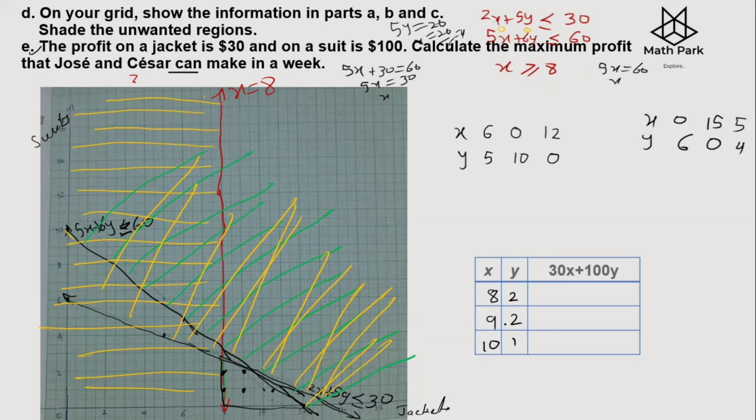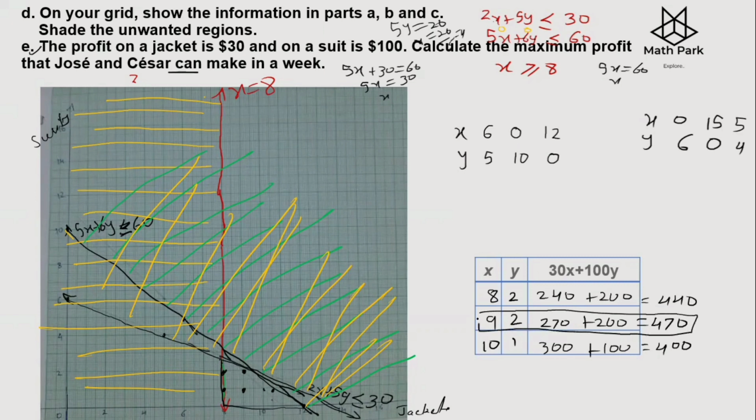So 9 plus 2, 11. So let us find the values. So we have 9 threes are 27. So 9 times 30 is 270 plus 2 times 100 is 200. So 270 plus 200 is $470. 8 threes are 240 and 2 times 100 is 200. So 240 plus 200, it is 440. So if I take these points 10 and 1, 10 times 30 is 300 plus 1 times 100 is 100. So which is 400. So the maximum profit is made at this point 9, 2 and which is $470.